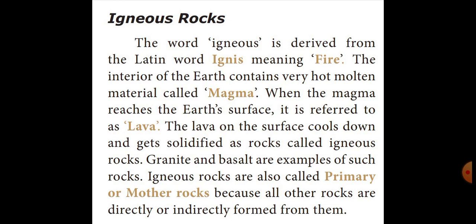Igneous rocks are also called primary rocks and mother rocks. Why do igneous rocks get the names primary rocks and mother rocks? Because all other rocks are directly or indirectly formed from them. That means all other rocks were formed only from igneous rocks.